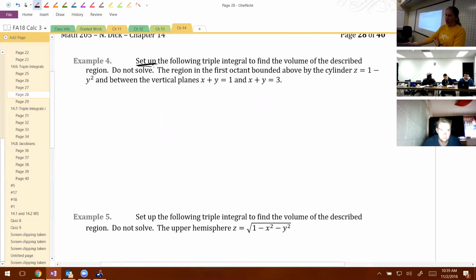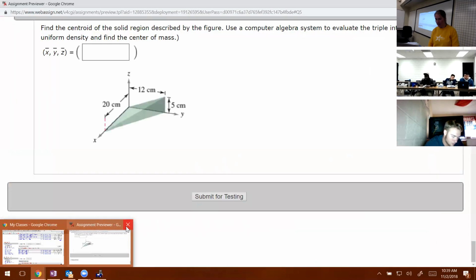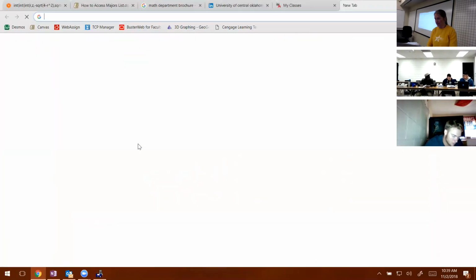Set up a triple integral for the volume of the described region, do not solve. The region in the first octant is bounded above by that cylinder and between those planes. I do not think I have these graphed ahead of time, but I'm going to graph them.